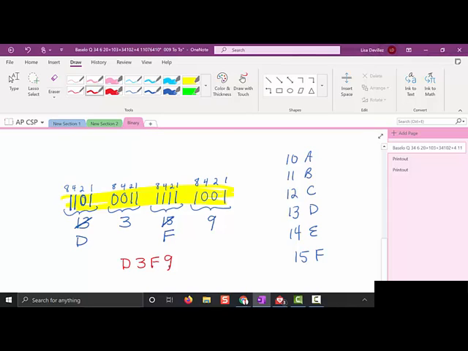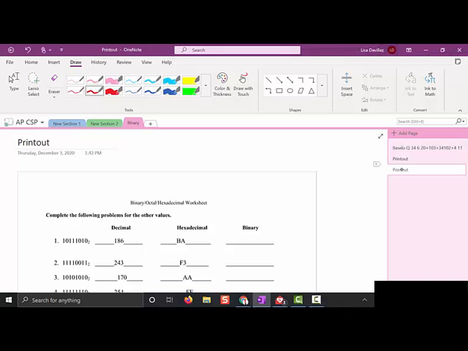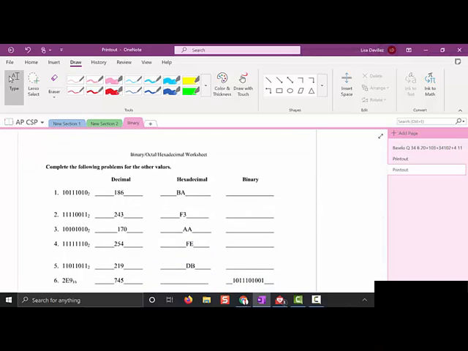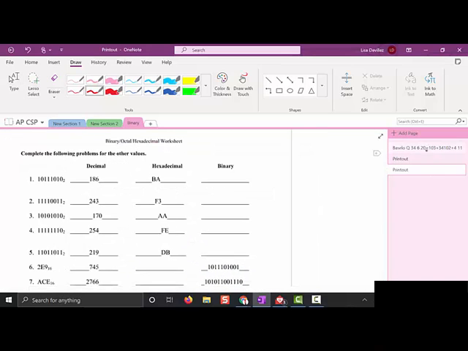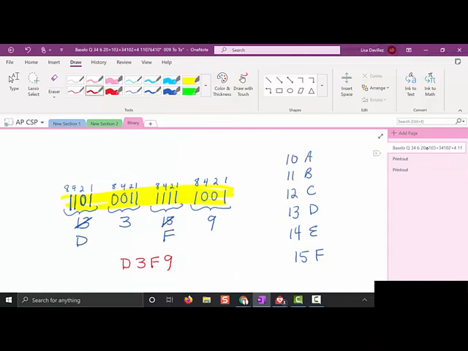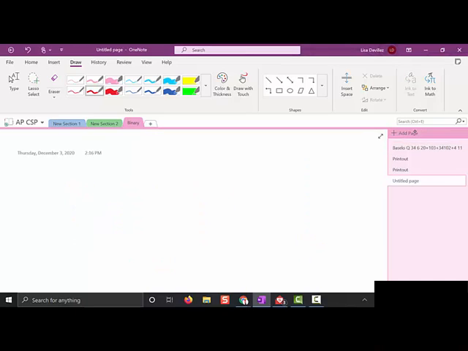Okay, so you can see using hex, we can use fewer digits to make larger numbers. Okay, all right, so now let's look at our printout here. Oh, let's go back. Let me add a page. Might need to insert this.